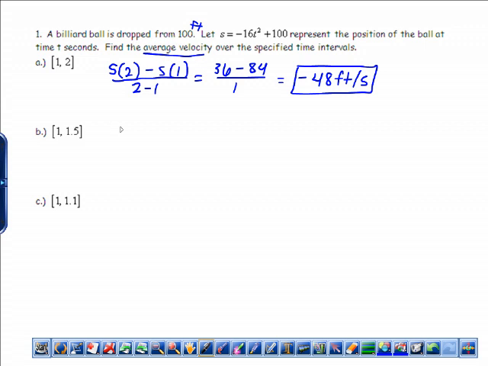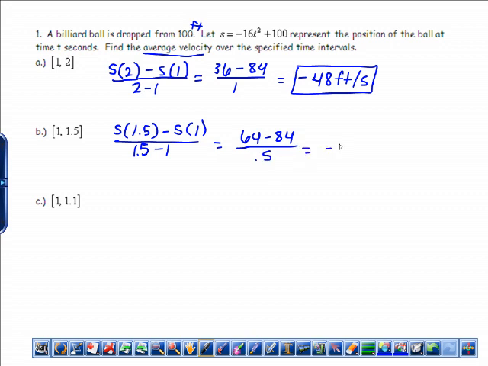Now change in t is only 0.5. But we're going to do this the same way. S of 1.5 minus s of 1 all over 1.5 minus 1. And here we're going to get 64 for the s of 1.5. Again, minus 84, and 1.5 minus 1 is 0.5. And so you can calculate that, and we get negative 40 feet per second.